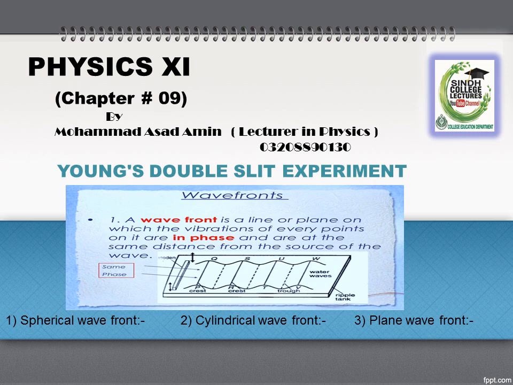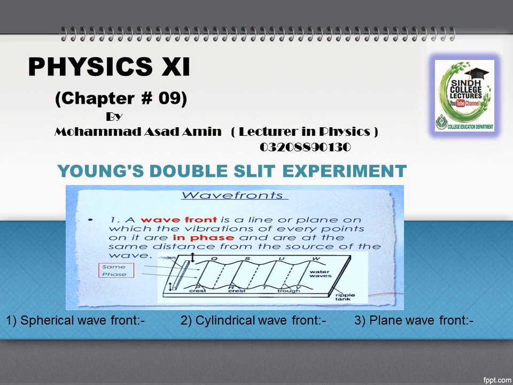So first of all, to understand Young's double slit experiment, we should know the concept of wavefronts. A wavefront is a line or plane on which the vibrations of every point on it are in phase and are at the same distance from the source of the wave.